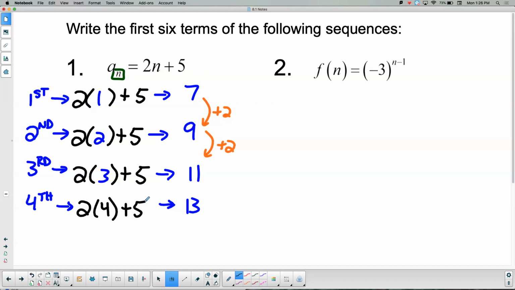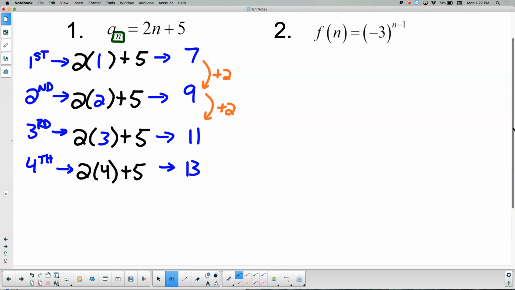Can't see the pattern unless you have 3 terms. I'll tell you that right now. So you have to do the math for at least the first 3 in order to find the fourth, and in this case the fifth, which should be 15, and the sixth should be 17.